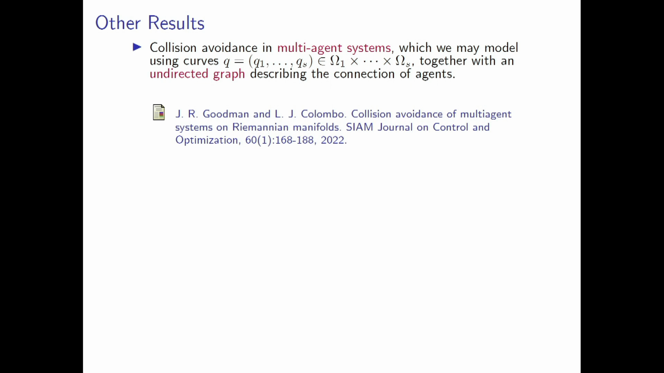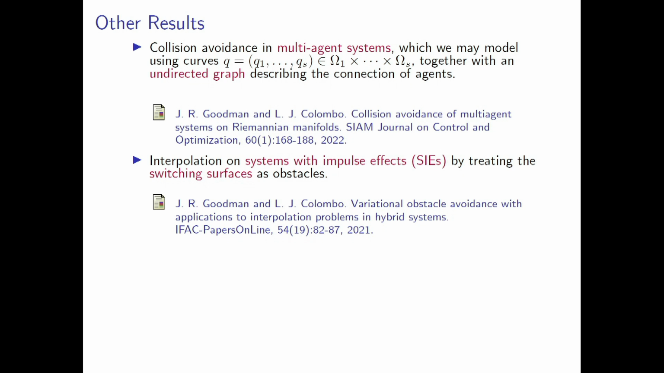Other related results are the extension to collision avoidance for multi-agent systems. One can define the potential function B in order to avoid collision between agents. Another application is the interpolation of systems with impulse effects, that means hybrid systems. In hybrid systems, you have continuous dynamics and discrete dynamics, like walking. Your leg is a pendulum, and when you touch the ground there is a discrete effect, a transition of the dynamics, and the floor is the switching surface, where the transition occurs. And then we can use the point obstacle avoidance problem by treating the switching surfaces as obstacles.